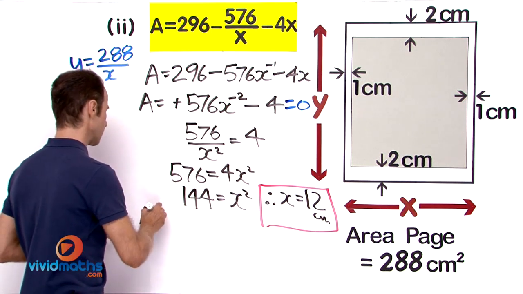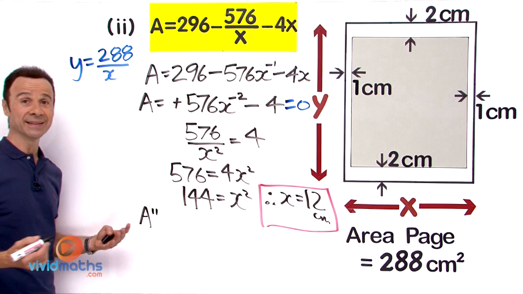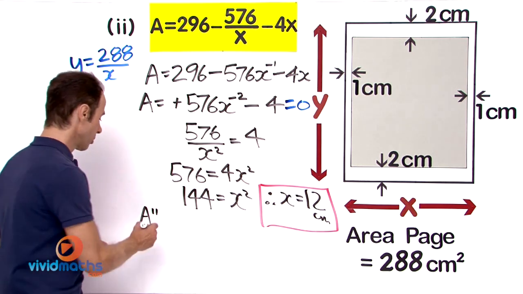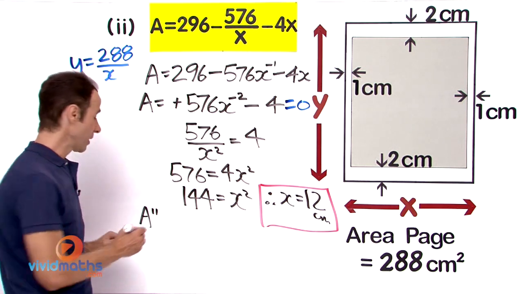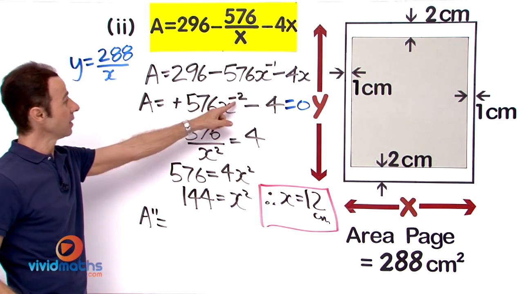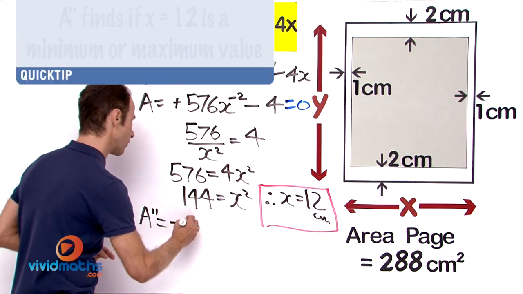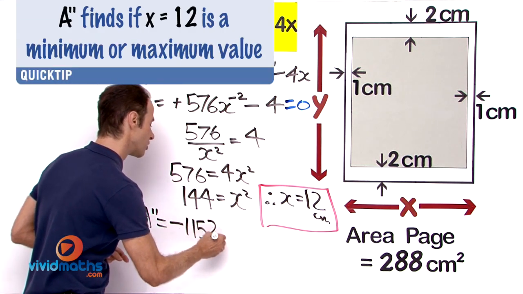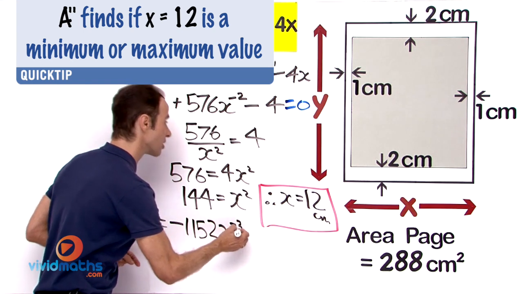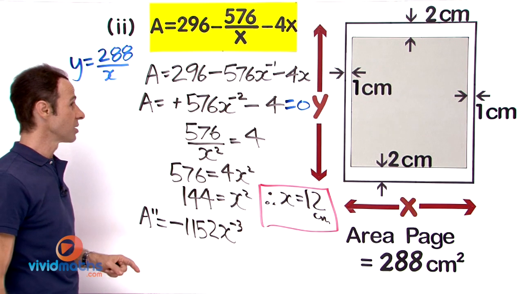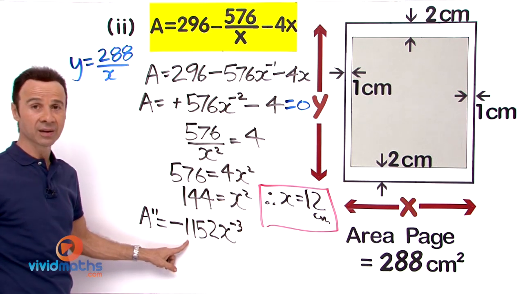So d2A over dx squared, because we're differentiating with respect to x, or I can just put 2 primes there, equals negative 2 to the front. 2 times 576 is negative 1152 x to the power of minus 3. We drop the power by 1. So that's that. The 4 disappears. So that is our second differentiation.